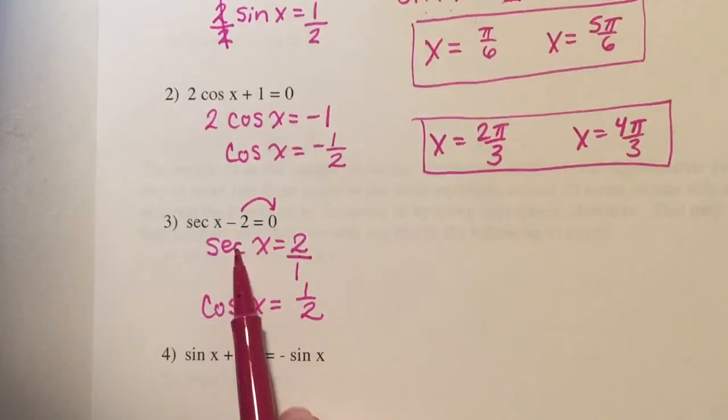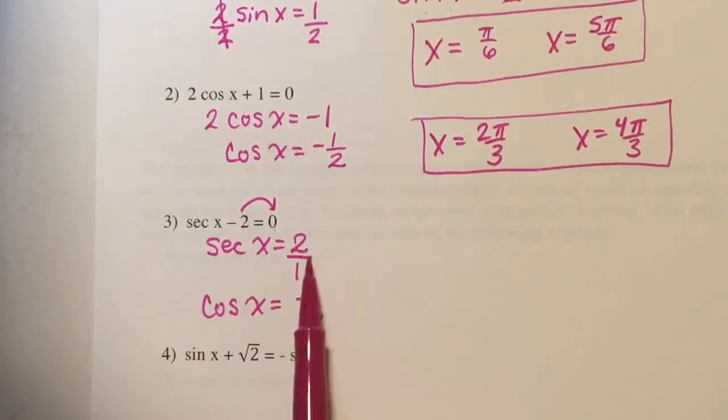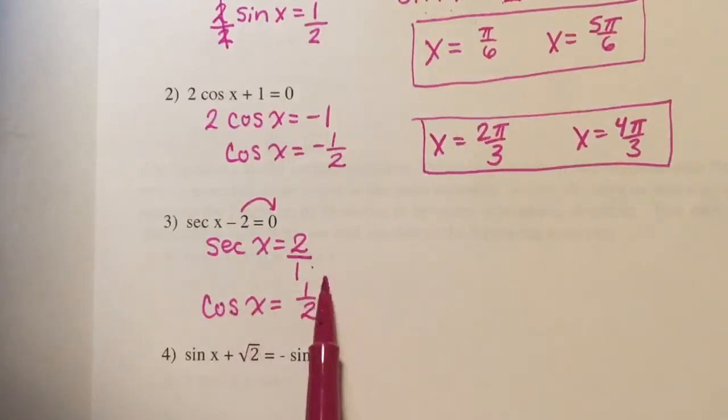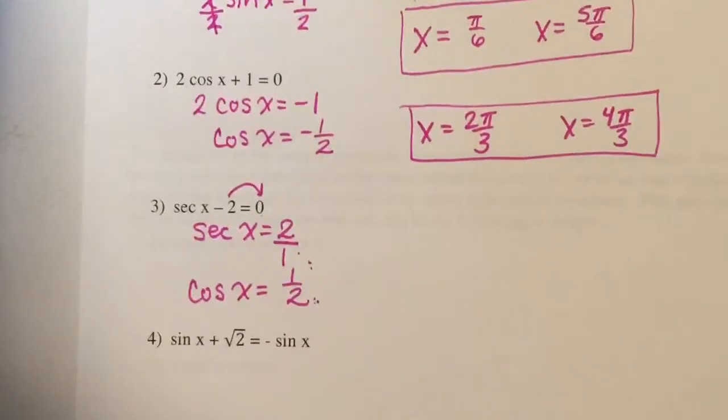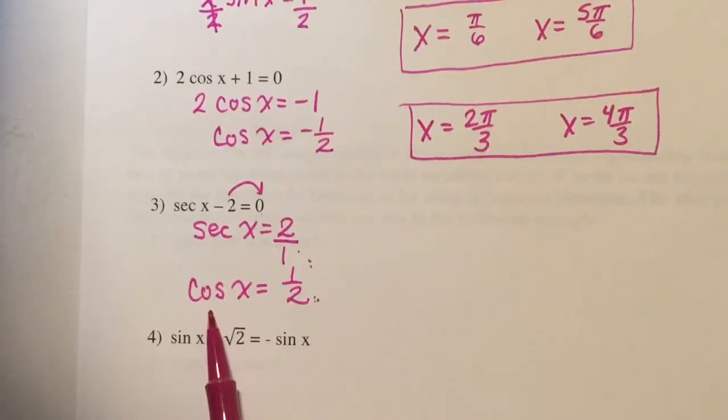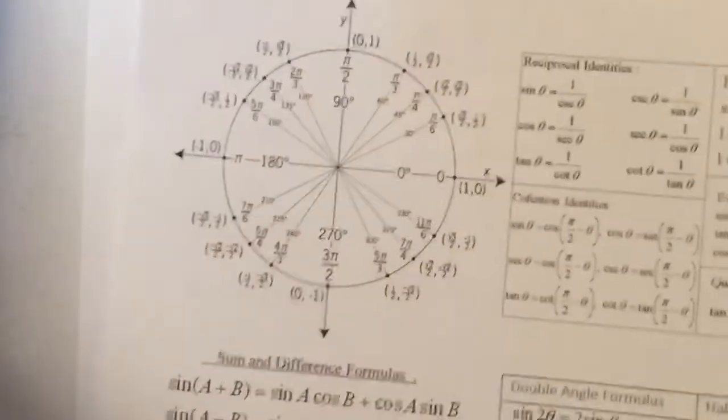Secant is the reciprocal of the cosine. So if the secant is 2 over 1, then the cosine is 1 over 2. Knowing this, it's time to go to the unit circle. Where is the cosine, which is the x value? Where is the x value equal to 1/2?